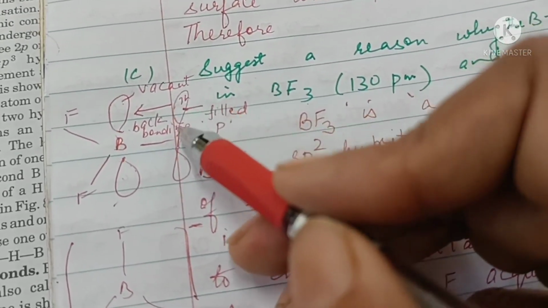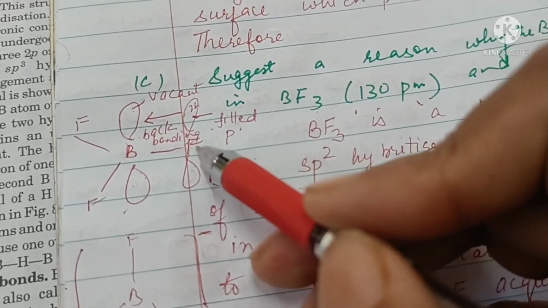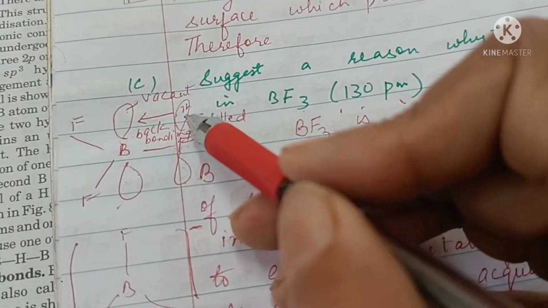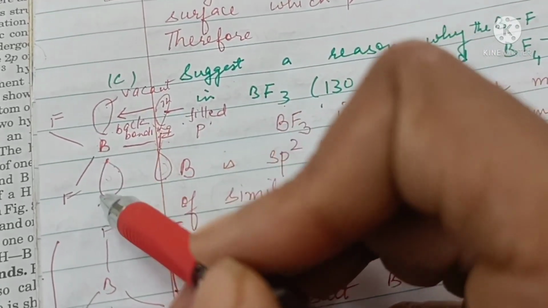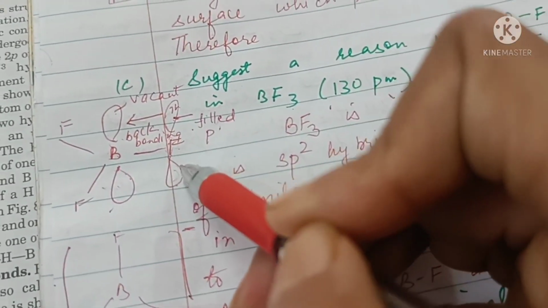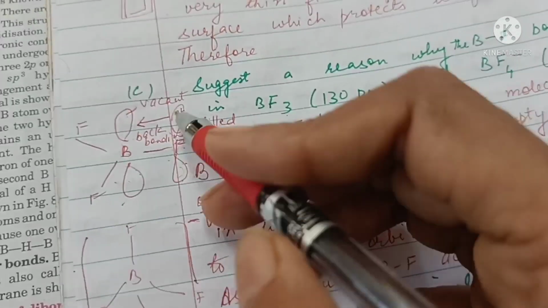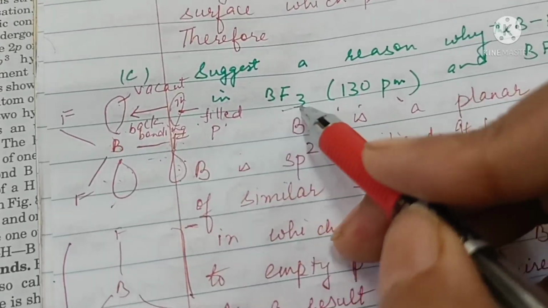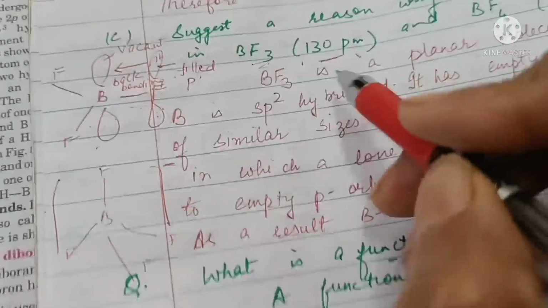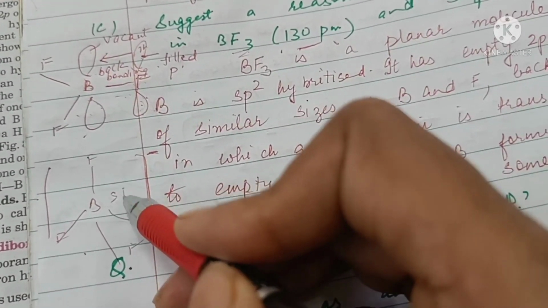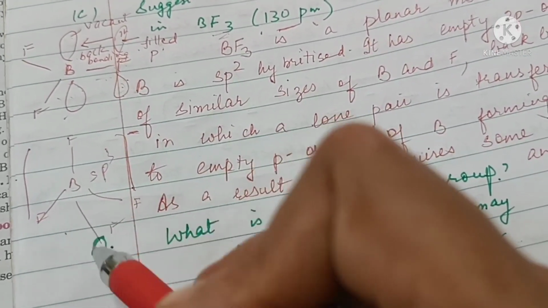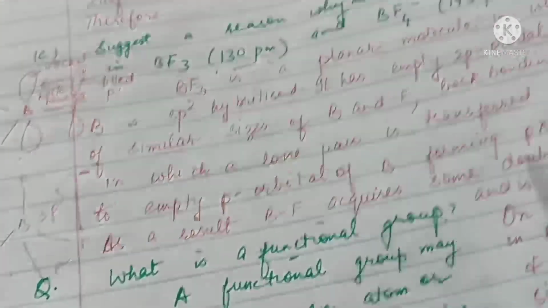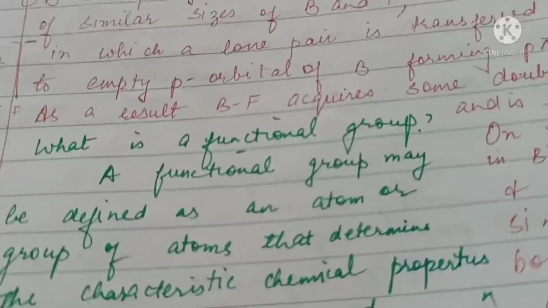The lone pair of fluorine is occupied in a p orbital of fluorine. This will give electrons to the vacant orbital of boron and form a pi bond. So because of formation of a double bond, the bond length becomes shorter in BF3, 130 picometer. But in BF4 negative, the hybridization is sp3. These are all single bonds. There is no double bond. So this bond length is greater, 143 picometer.